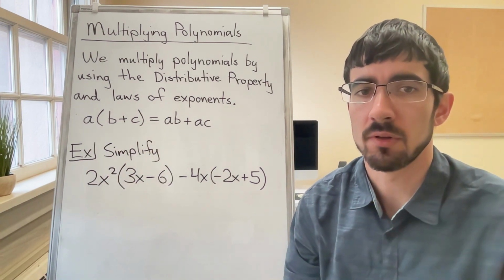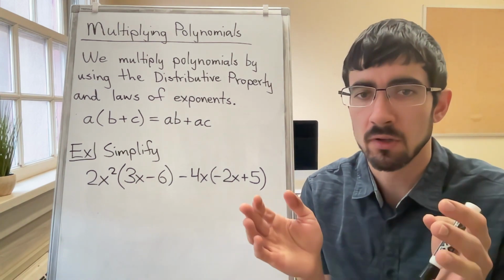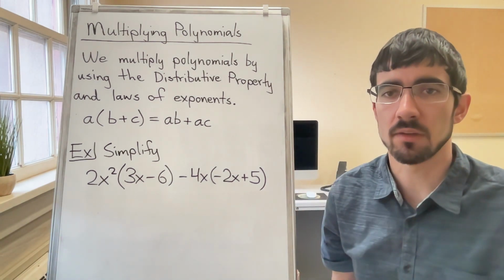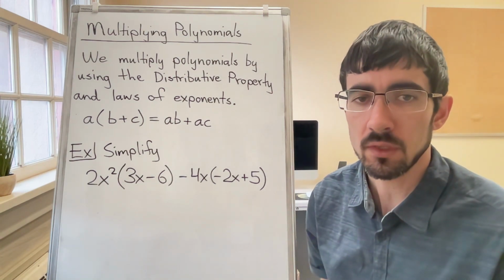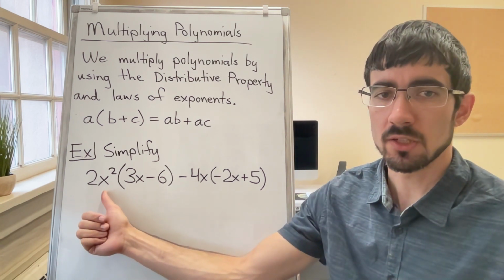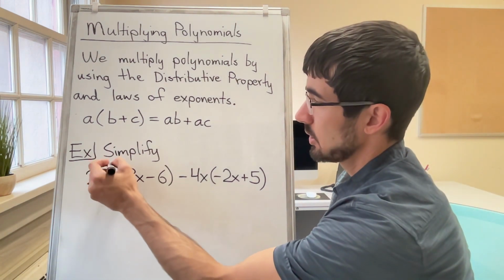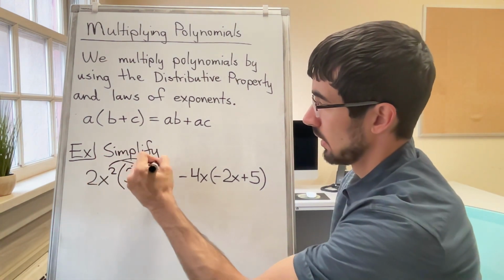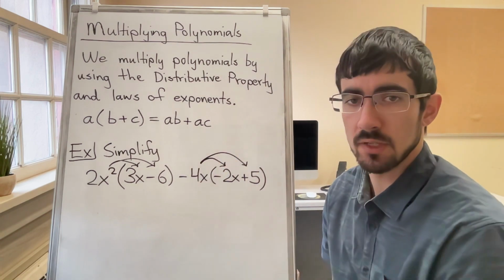And the laws of exponents come in when we multiply these monomial terms together. We have to combine exponents using the laws. Let's look at a couple of examples. If I want to simplify this expression, I need to carry out the multiplication first by distributing 2x squared times each of these terms, and also distributing negative 4x times each of these terms.